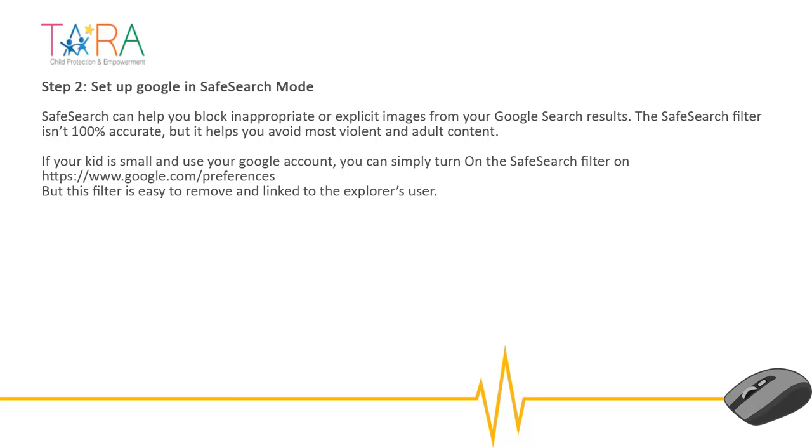One of the actions we can take is to set up Google in safe search mode. Safe search can help you block inappropriate images from your Google search. The safe search filter is not 100% accurate, but it helps you avoid most violent and adult content. If your kid is small, we recommend the first option, which is simply to turn the safe search filter on. But if your kid is older, we recommend the second option that we are going to show you.